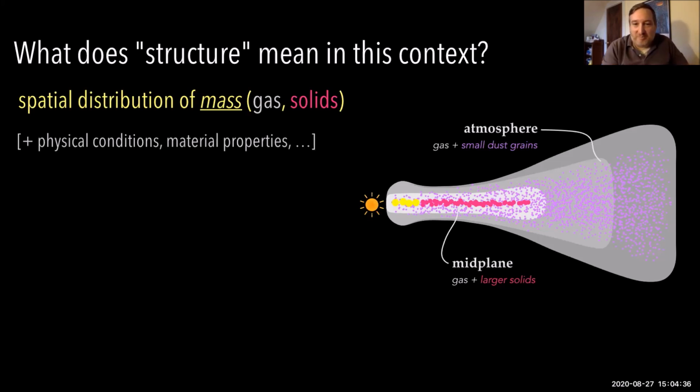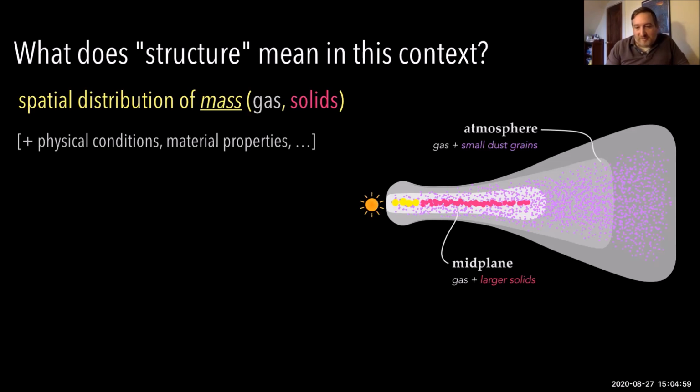Disks are not that complicated in the context in which I'm going to talk about them. There's sort of two areas, right? There's the atmosphere, and then there's the midplane. And all the action we're going to talk about today is happening at the midplane, where planets form. And the midplane is primarily composed of gas and larger solids, which tend to settle towards the midplane, right?